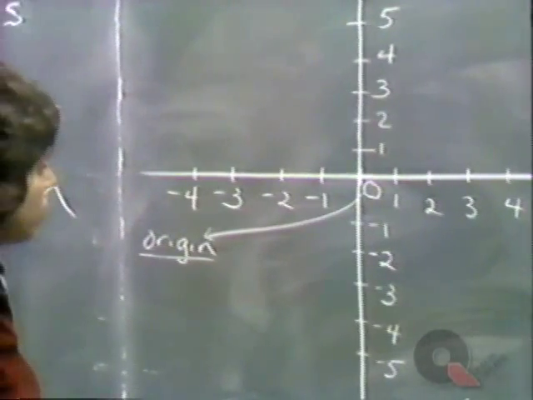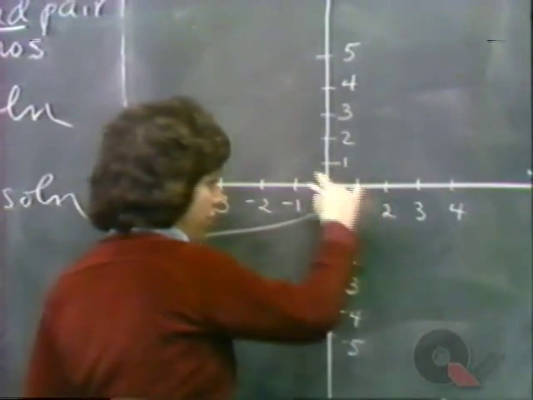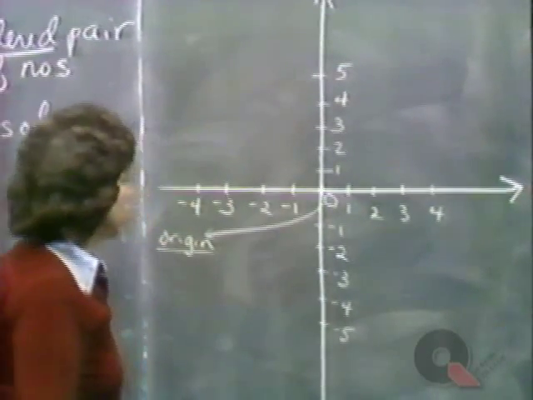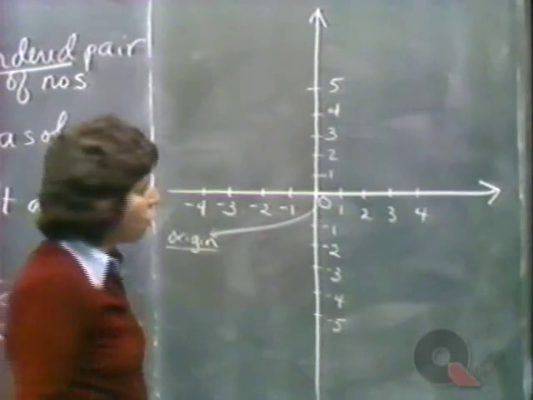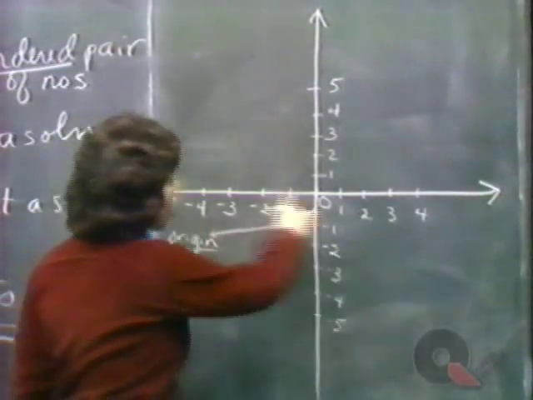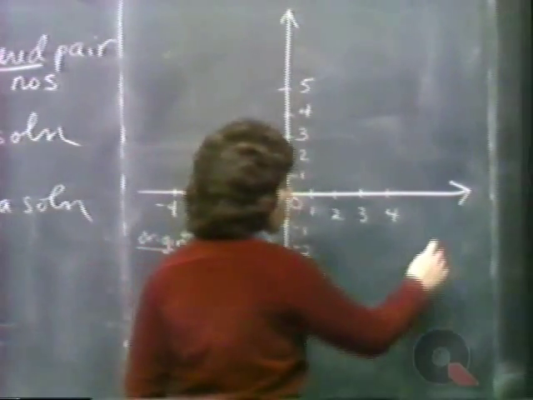Where the two number lines intersect. So we have here two mutually perpendicular number lines. They intersect here at right angles. They're perpendicular to each other. The place where they intersect is known as the origin. It's the 0 on both of the number lines.